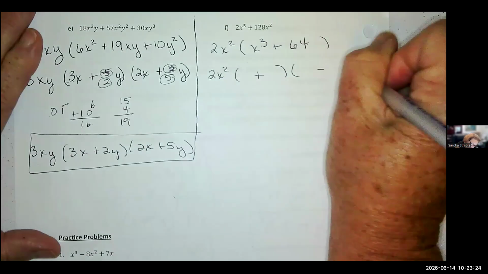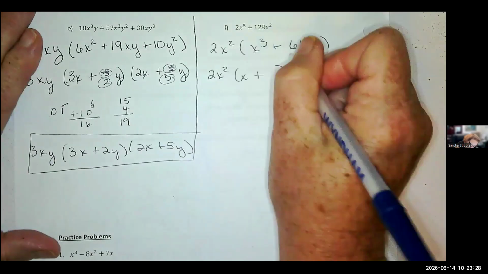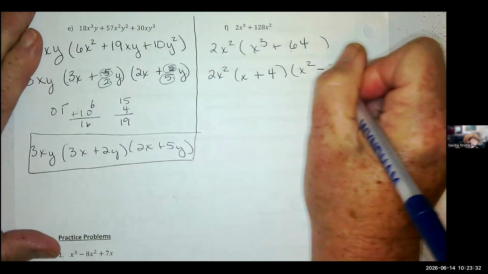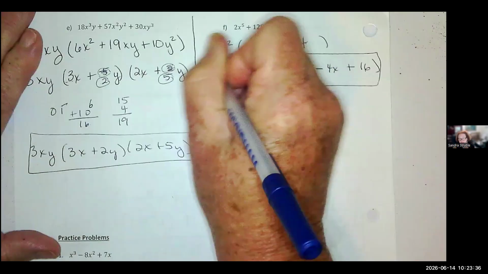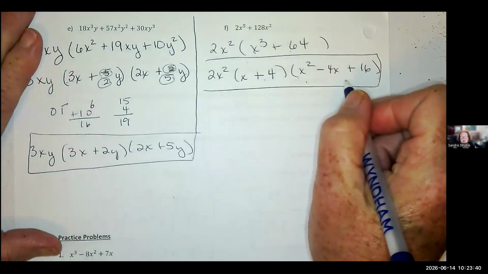Cube root of x cubed is x. Cube root of 64 is 4. Square the first, multiply them together, square the last. Remember the cube. When you factor your cubes, this trinomial cannot be factored further.